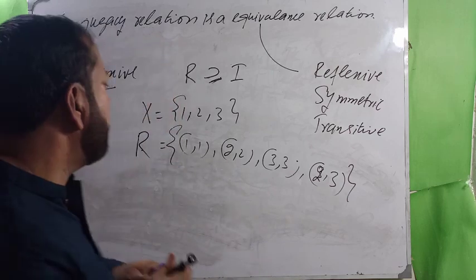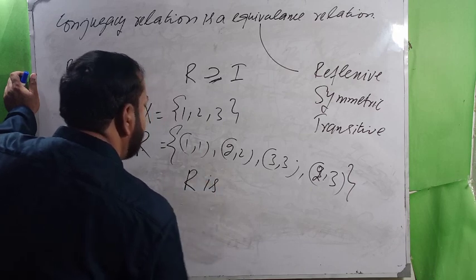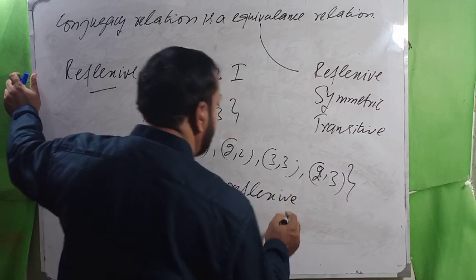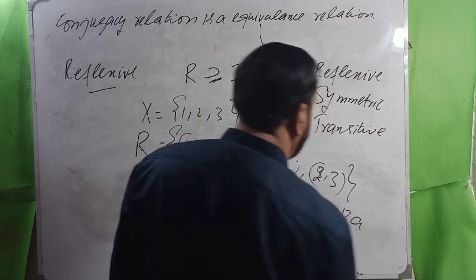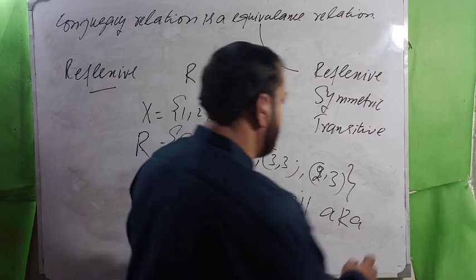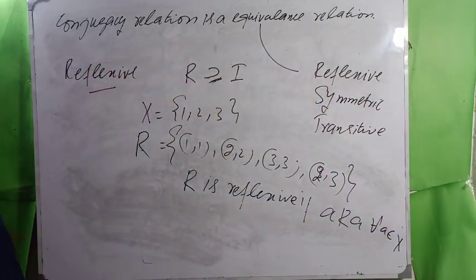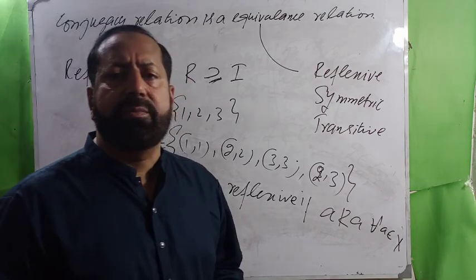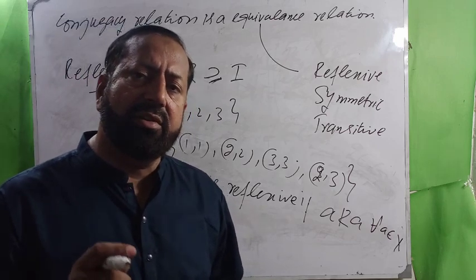So simply we can write this. This means that R is reflexive if A is related to A under R, for all A belonging to X. That's why, if every element is related to itself with respect to the relation, then of course we will say that this relation is reflexive.